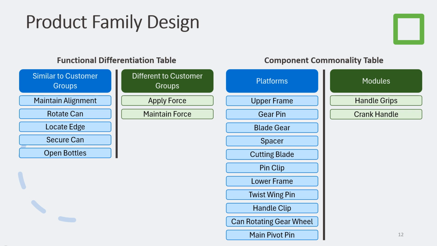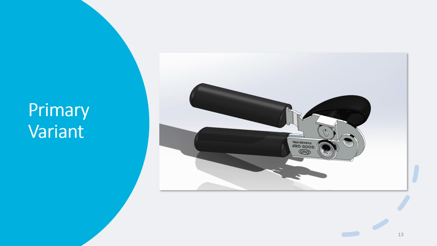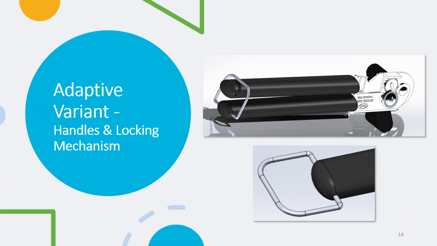Based on the FAST diagram, the modules of our assembly are the handle grips and the crank handle, which modify the applied and maintained force for the different customer groups. Here we can see the primary variant with standard length and size handles and a standard crank. Here we can see the adaptive variant. The handle length is twice as long to allow for more leverage while opening the can. It also features a mechanism that will hold the can opener shut while using to help reduce fatigue.